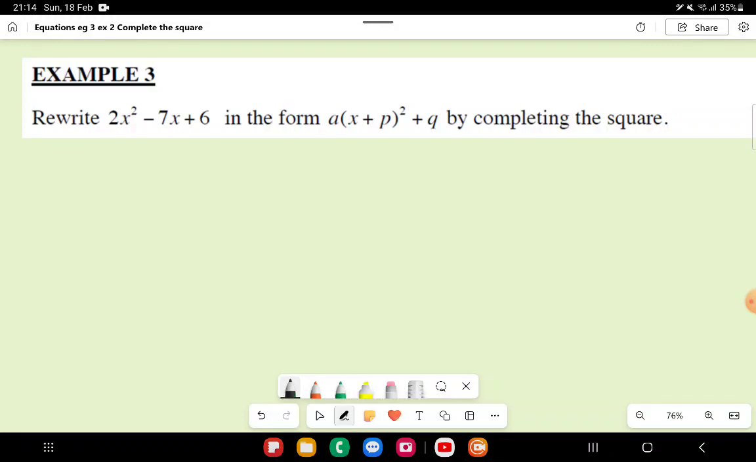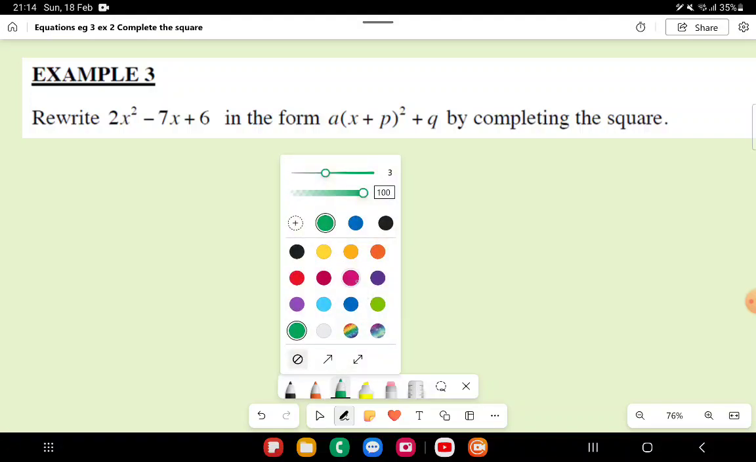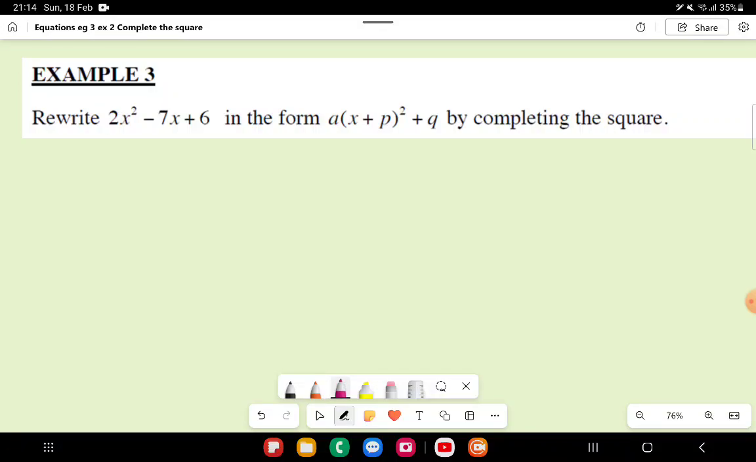So the first thing that you're going to do is take out that coefficient. So this is now this 2, and I want to take it out. I'm going to take the 2 out of all 3 terms, okay? So that means that taking 2 out, I have x squared minus 7 divided by 2x, and 3 is my last term, plus 3.